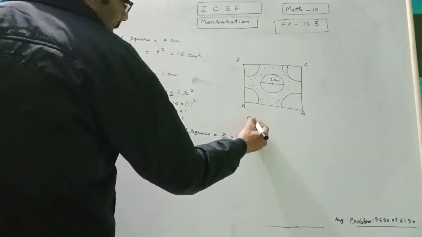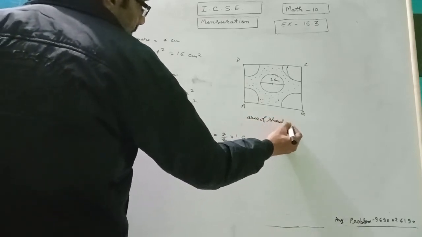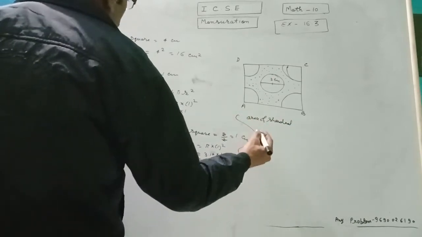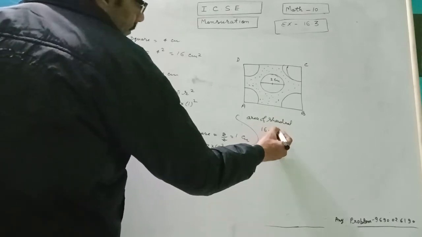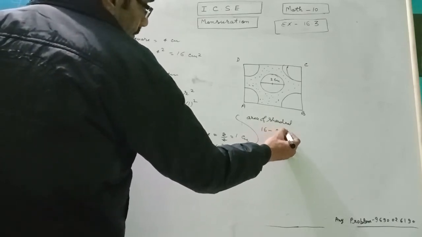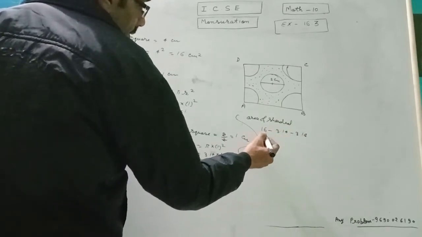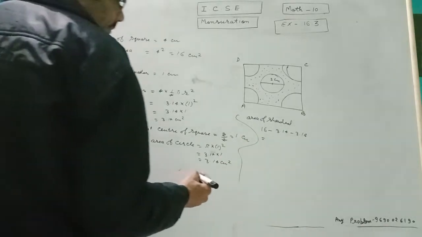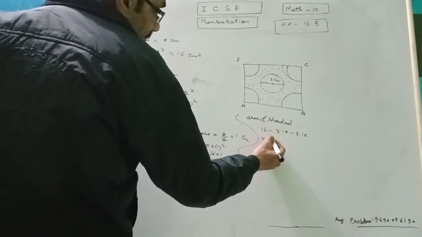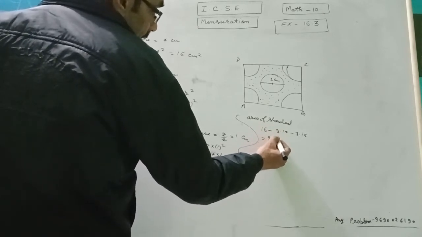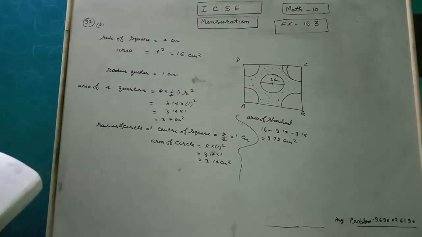Area of shaded part is equal to 16 minus 3.14 minus 3.14. After subtracting, 9.72 cm square is area of shaded part.